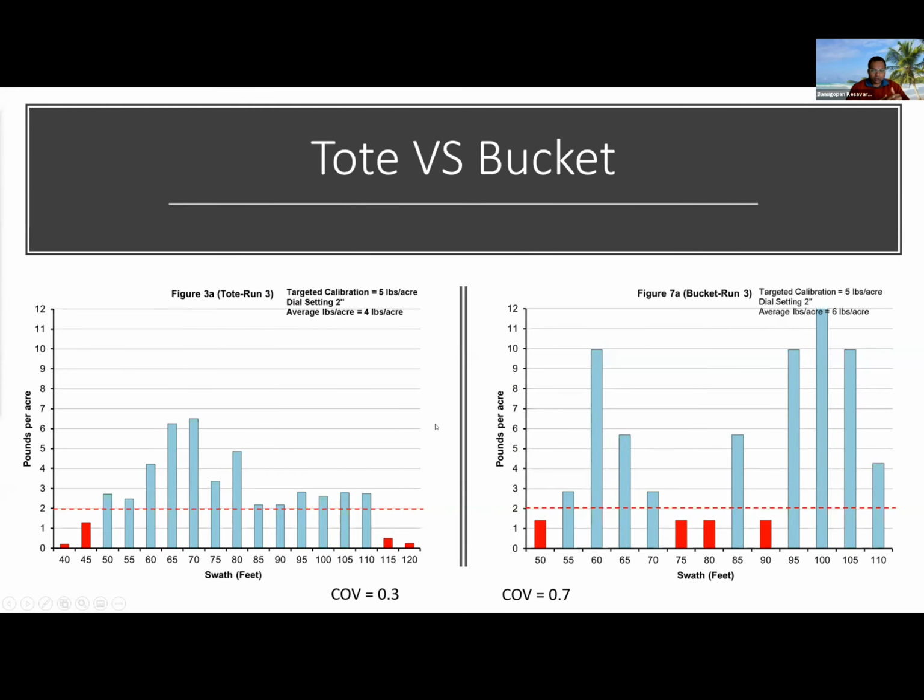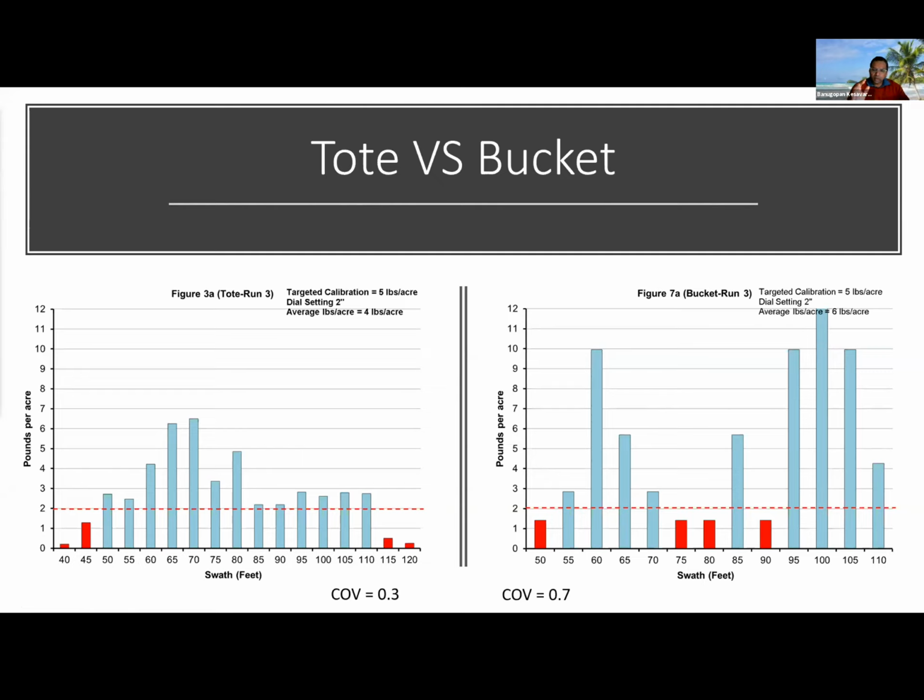Let's look at the results. The left graph is for tote boxes, and the right graph is for buckets. Again, everything is the same. The only difference is whether they were buckets or totes. But other than that, all other factors are similar. And you see on the left how the distribution is a little bit more even for the product. But if you look at the bucket on the right side, there seems to be some peak. Again, it's the same equipment. Everything is the same.